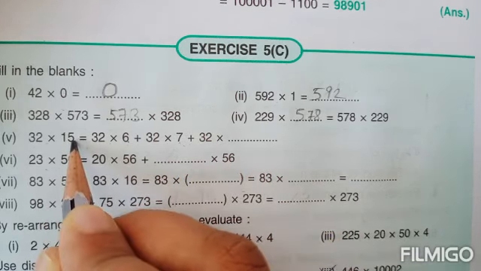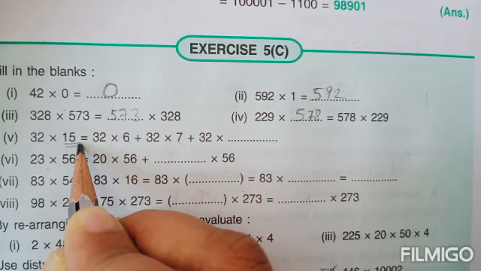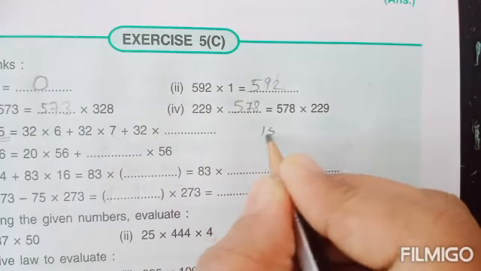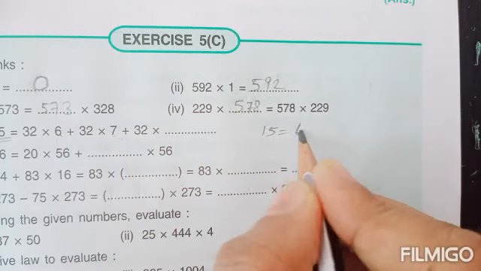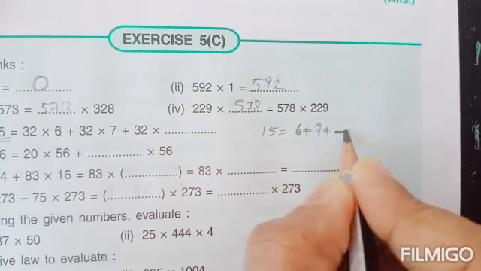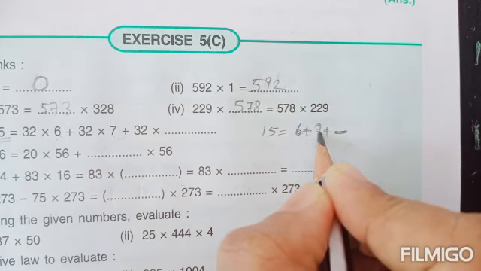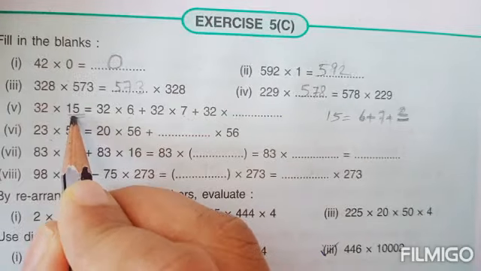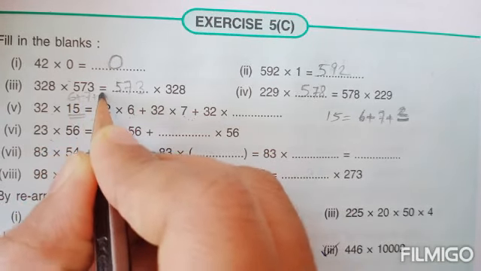So here 32 into 15. This 15 is split like this. It is given like this: 15 equal to, here 6 is there, 7 is there. So 6 plus 7 plus, now what number will come? 6 plus 7 is 13, 13 plus 2 you will get 15. So here 15 is split as 6 plus 7 plus 2.